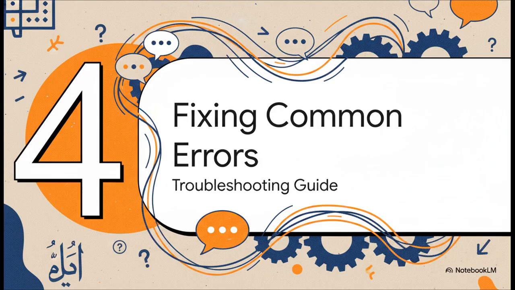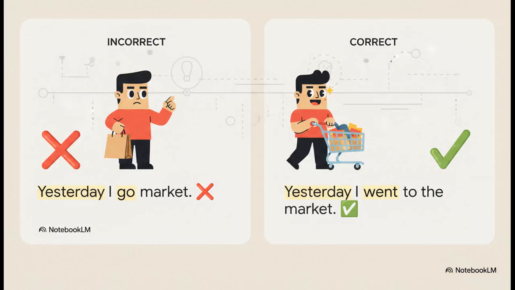Section 4. Fixing common errors. When you're learning a new language, your brain naturally tries to apply the rules of your first language, right? And that can cause some completely natural language transfer hiccups, especially for Urdu and Arabic speakers.